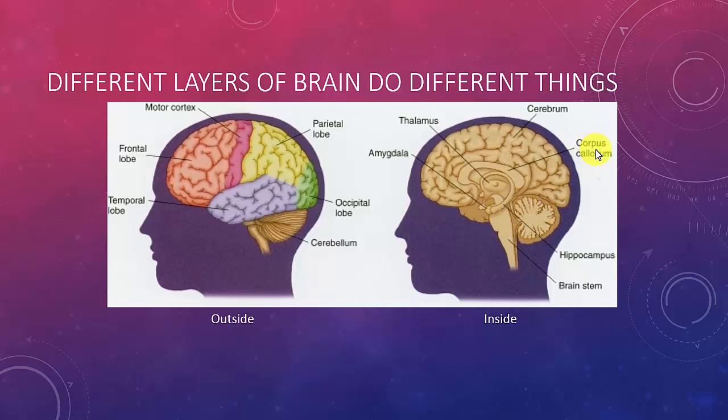Okay? And I will point out one structure in this picture called the corpus callosum. And the corpus callosum is this material right here. Okay? And what it does is it's a material that links our right hemisphere of our brain and our left hemisphere of our brain and allows signals to transfer back and forth between the two hemispheres.